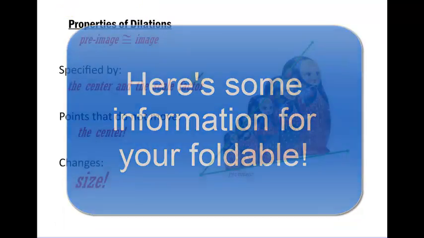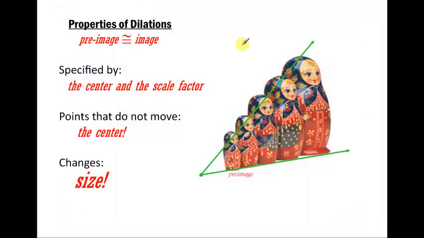Grab your foldable. Let's get this information in there, and then we'll take a look at some specific examples. So the properties of a dilation, here's the first thing. The pre-image, hang on, it's not congruent. That's in there to test you. Is the pre-image the same size and shape as the image? In other words, is it an isometry? It is not. So you need to put a slash through this. This is the symbol for not congruent. And this is the first transformation we've seen that's not an isometry.